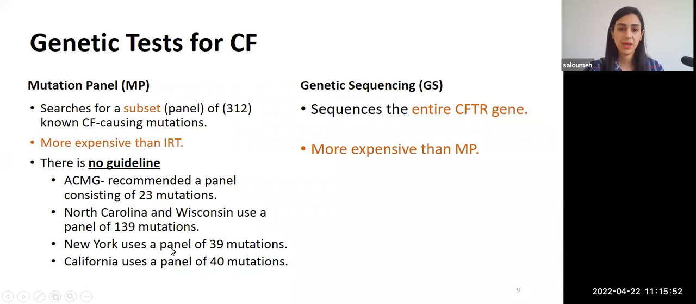New York uses a panel of 39 mutations. California uses a panel of 40 mutations. And you can see that the number of mutations can be really different from one state to another. The types of mutations are also very different.